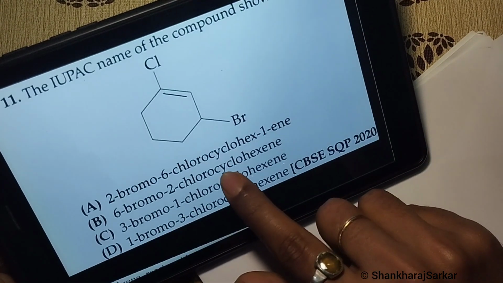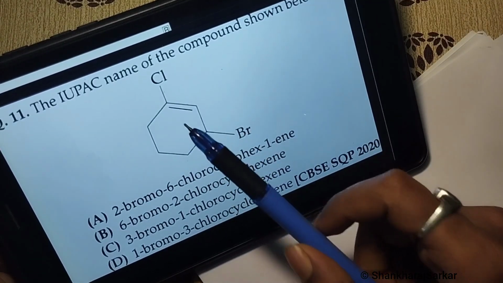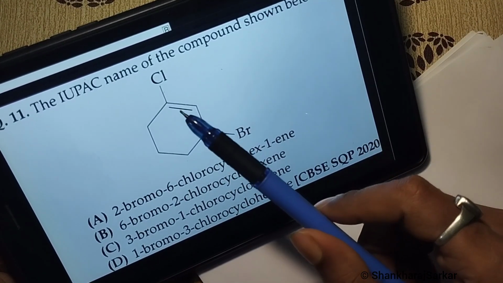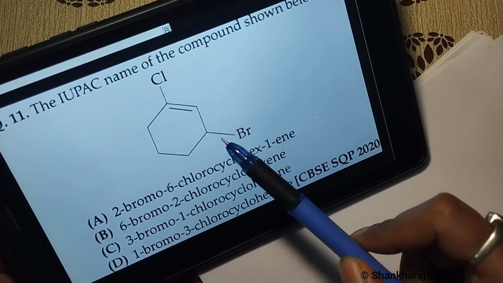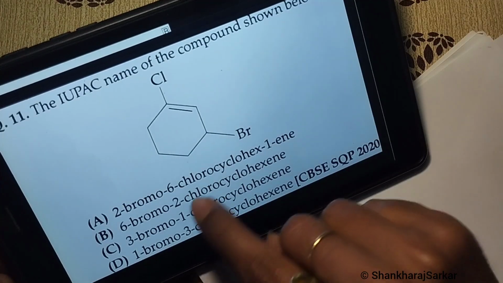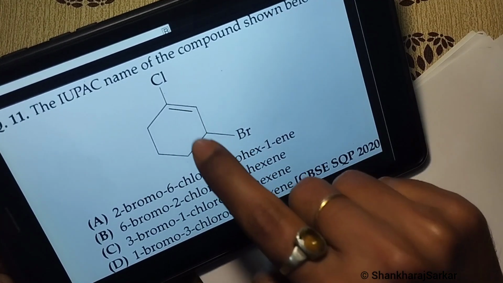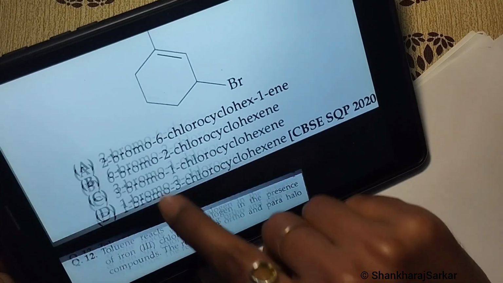Next, question number 11. The IUPAC name of the compound shown below. So this compound is given. You have to identify the name. From here we will start numbering. So carbon number 1, 2, 3, with 3 containing bromine and 1 containing chlorine. So we will write 3-bromo-1-chloro-cyclohexene. So option C is your correct answer.